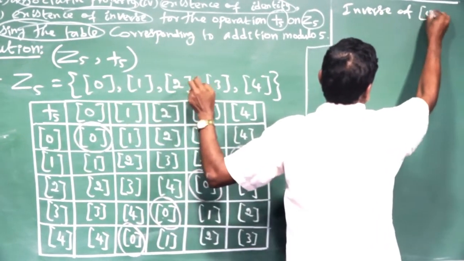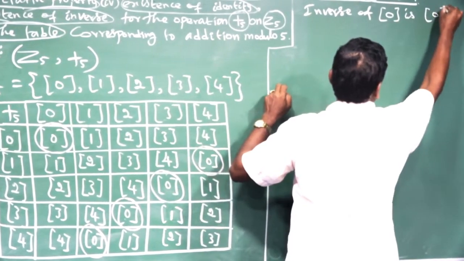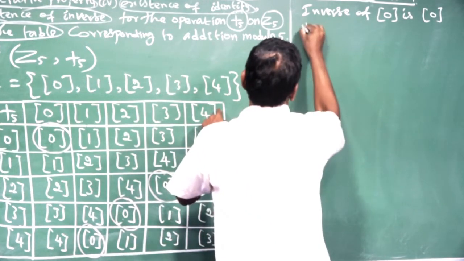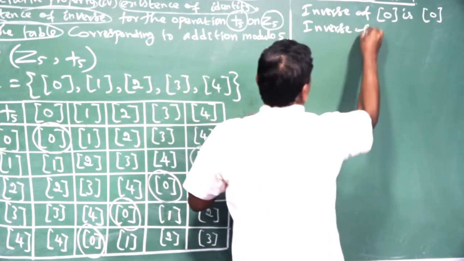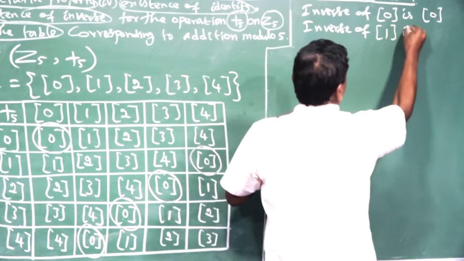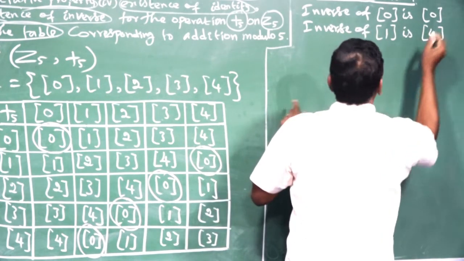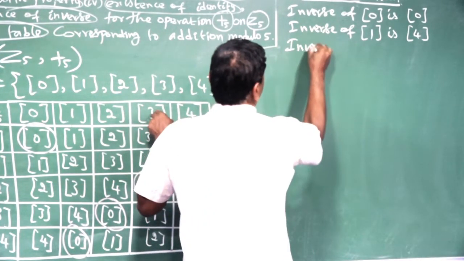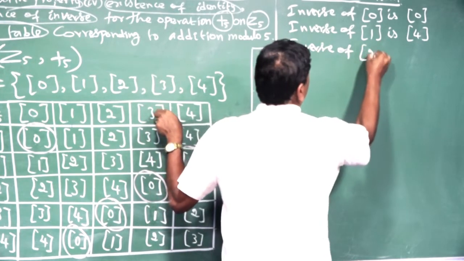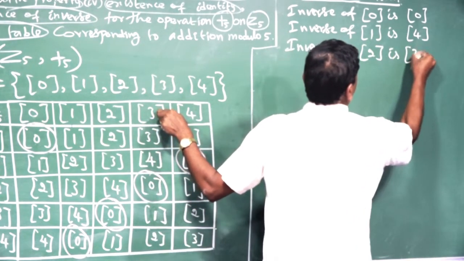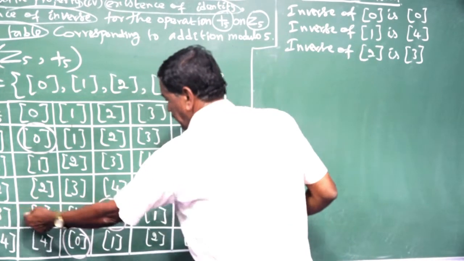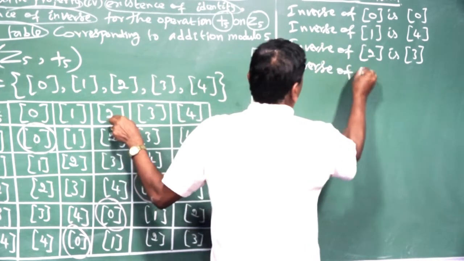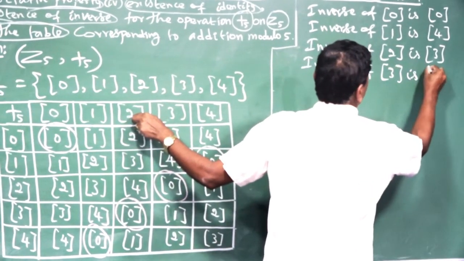Inverse of 0 is 0. Next, similarly, inverse of 1 is 4. Next, inverse of 2 is 3. Next, inverse of 3 is 2.